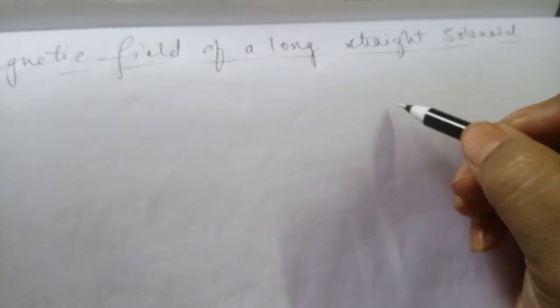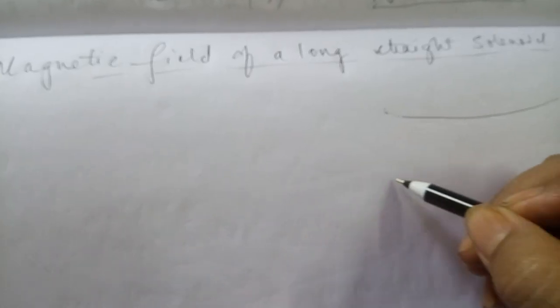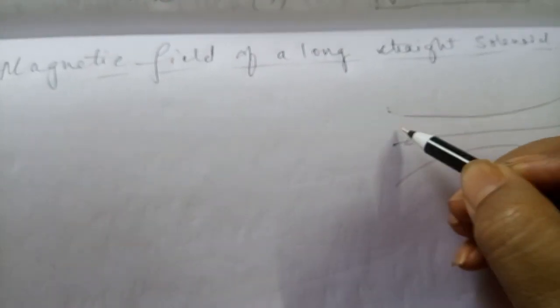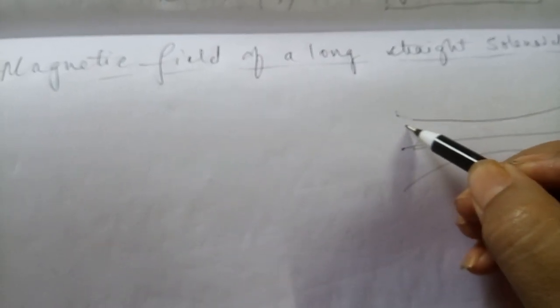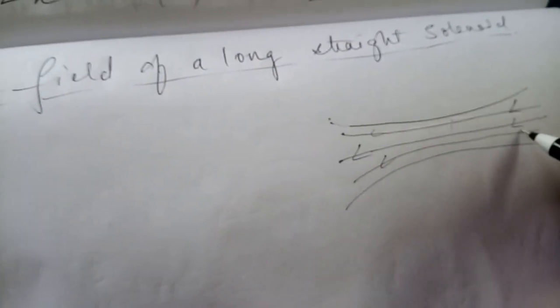So we need to find the magnetic field of it, and in order to do that, let us draw a portion of a cross section of the solenoid. So this is a cross section we have taken of a solenoid, and we consider the magnetic field. The magnetic field is passing from this direction to this direction, and we believe that they are uniform. It means the lines here are parallel.